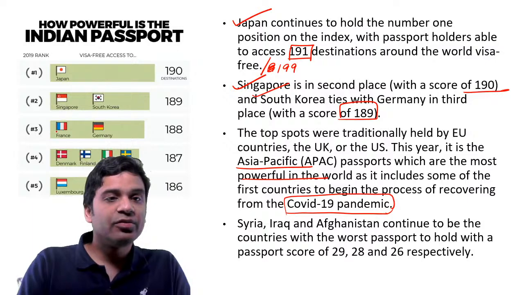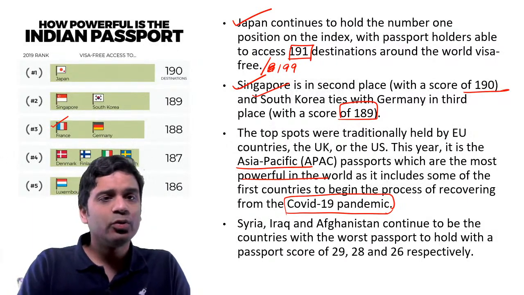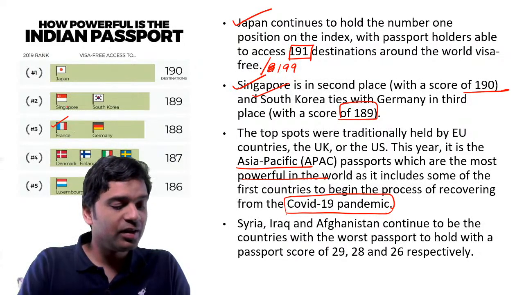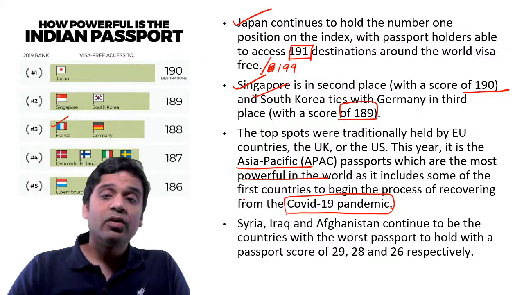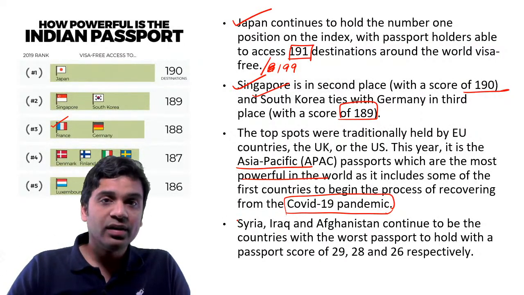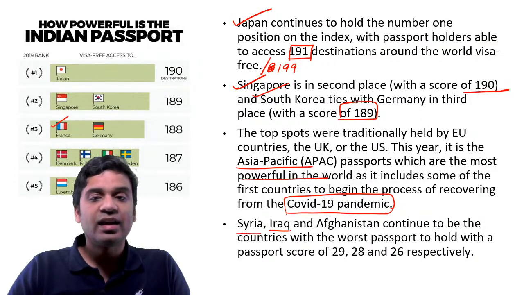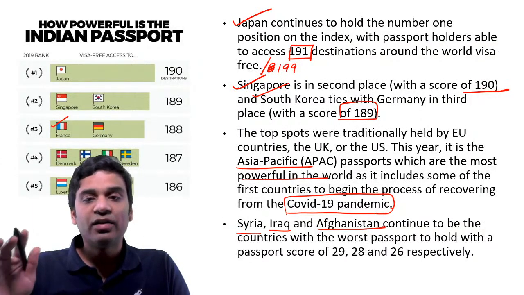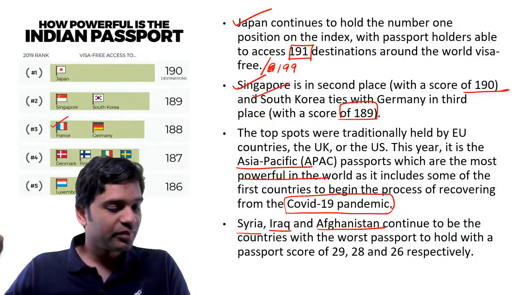See, France and Germany are Western bloc only, right, Ashneet? And anyway, this is a 2019 ranking, but it's very similar. That's why I've kept this image. And this is also copyright free. The worst countries to hold the passport are the usual suspects: Syria, Iraq, and Afghanistan. If you have an Afghanistan passport, you can go only to 26 countries, unfortunately.